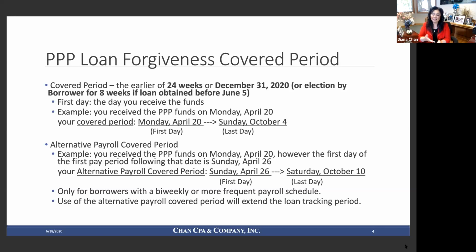There have been instances where some of you have called and asked, gosh, Diana, I received my loans on this particular date, but my payroll was the week before that. How do I fix that? What do I do? So this gives you the option to change your payroll covered period to sort of match for 24 weeks, and or if the election is made for 8 weeks. That was the reason for this process and opportunity coming up.